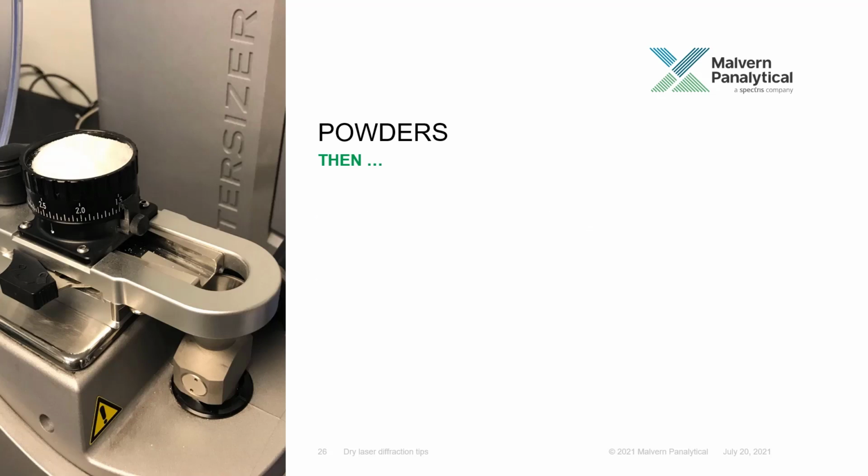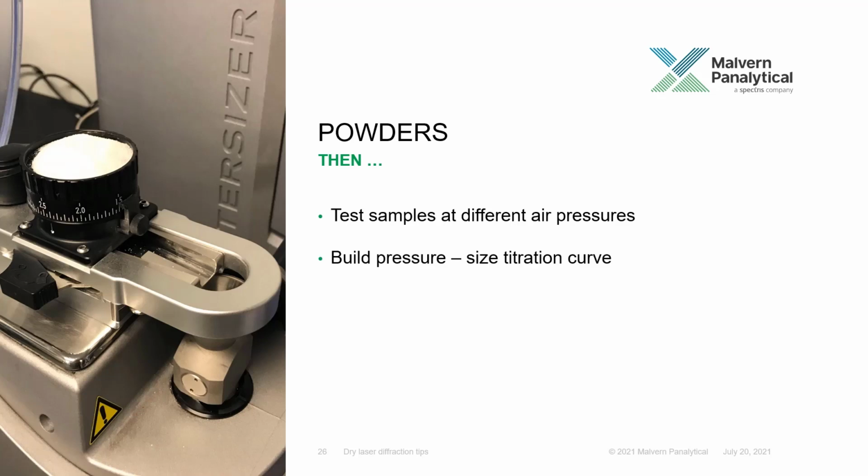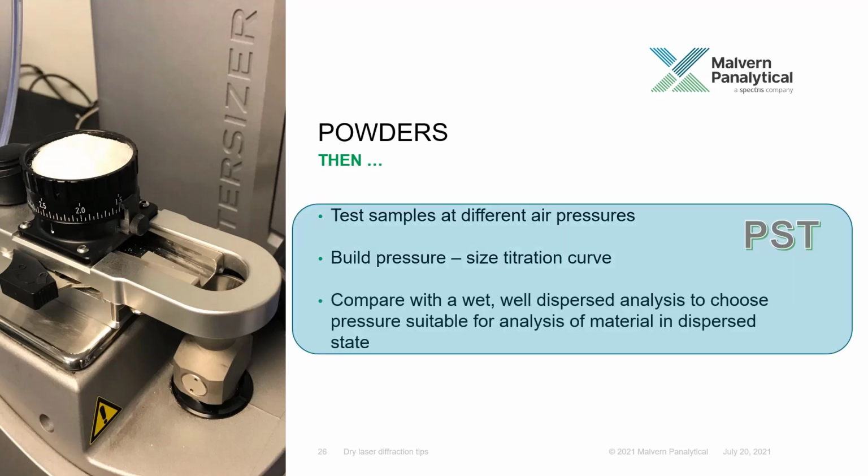The air pressure chosen for analysis might affect the powder dispersion. Some materials will be so cohesive that a high pressure is necessary, while others might be broken if too high pressure is applied. When developing the method, it is best to build a pressure-size titration curve and understand its effect on the results. For best sizing, compare results with a wet, well-dispersed result to fix the pressure. If you want to look at bulk properties for a powder, use low pressure of analysis.